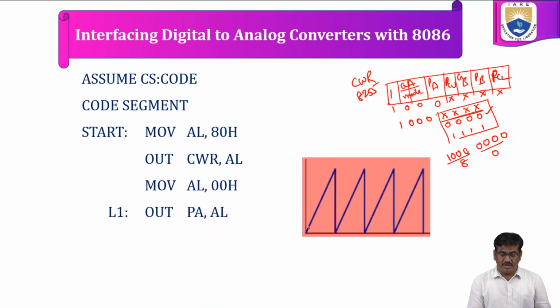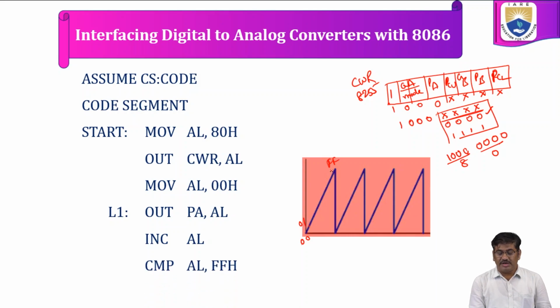Next, as we know, for generation of a ramp signal, we want to pass the initial value 00 till FF. So MOV AL, 00. So the first value we want to send to port A, so you will write OUT port A, AL. When we execute this instruction for the first time, 00 will be passed for conversion. Then for generating the next number, that is 01, we go for incrementing AL.